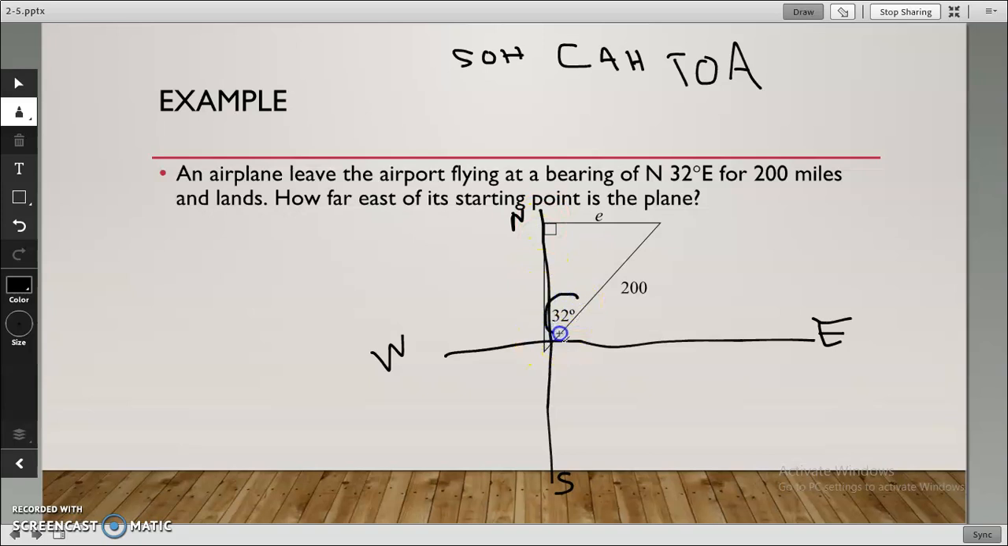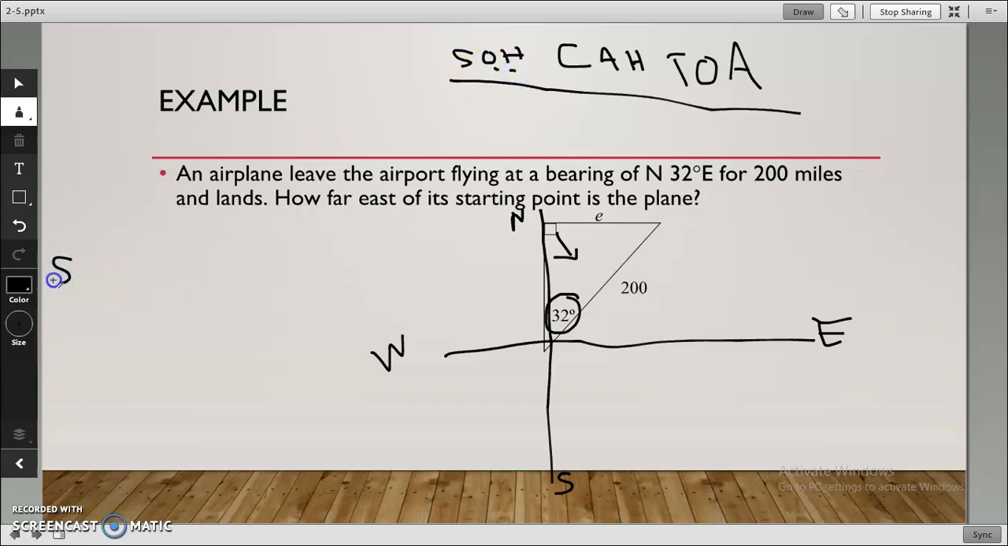So looking at my angle 32, I want to determine using my trig functions sine, cosine, and tangent, where sine is opposite over hypotenuse, cosine is adjacent over hypotenuse, and tangent is opposite over adjacent. Which one should I use? So I have the hypotenuse, because this is right across from the 90-degree angle, and I have the side that's opposite, which is E. So opposite and hypotenuse is sine. So I'm going to use sine for opposite and hypotenuse.